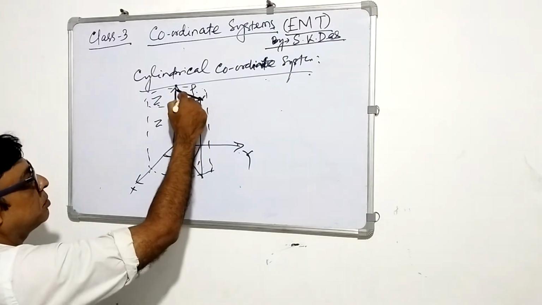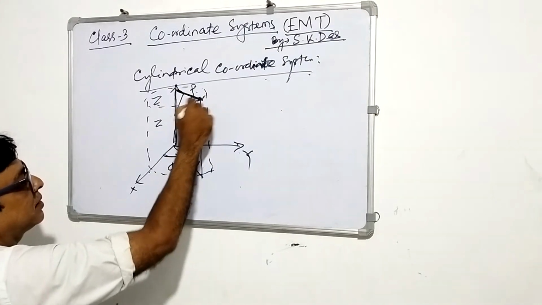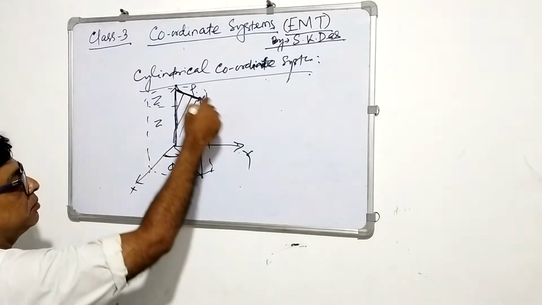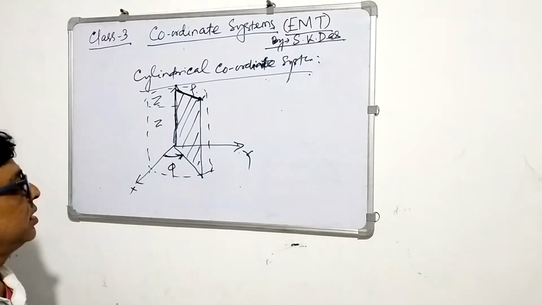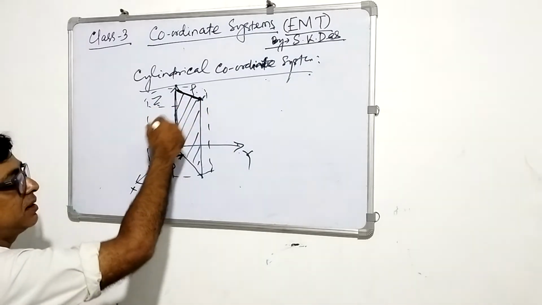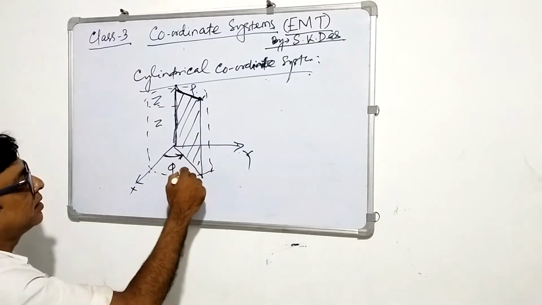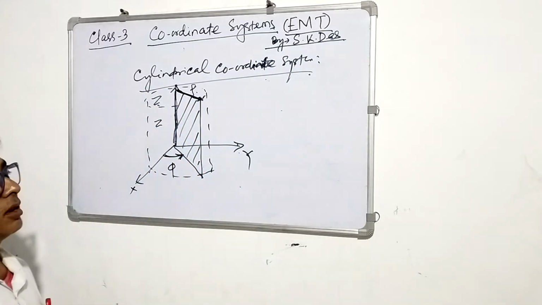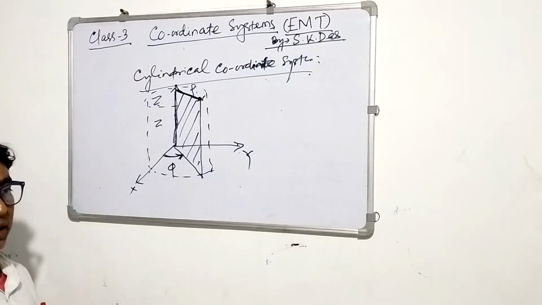Suppose you take the example of a cylinder. It has a radius. It has a particular angle. If you take the complete cylinder, the angle is 360 degrees. Similarly, it has a height or a length. Suppose we take the example of a cable. It has a certain radius, the total angle is 360 degrees, and similarly it has a length. So that's how it is defined.